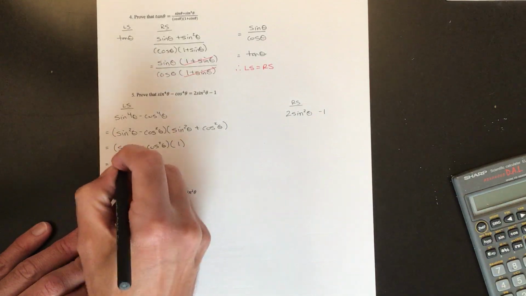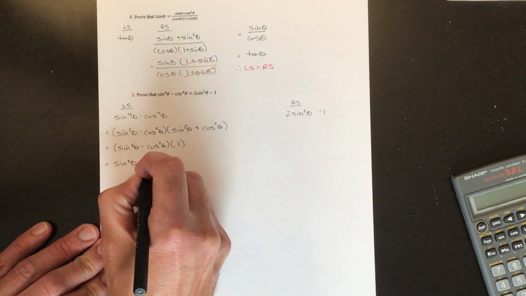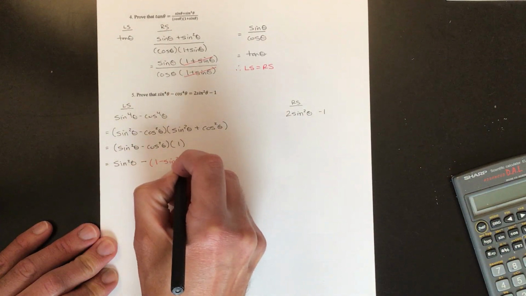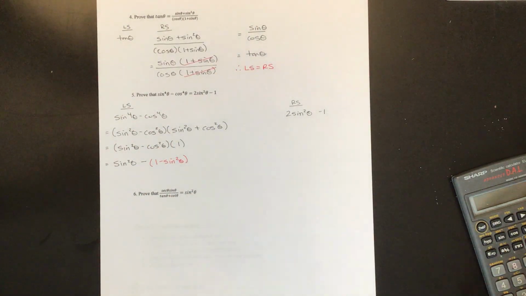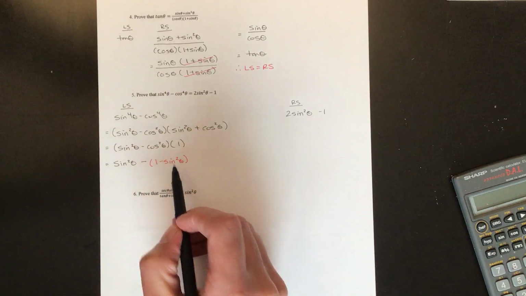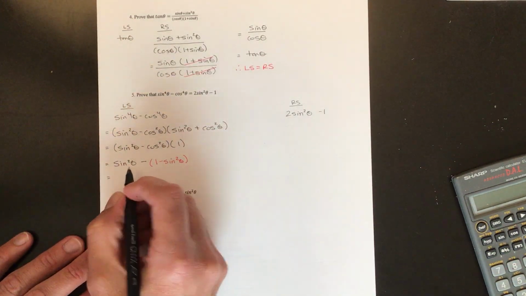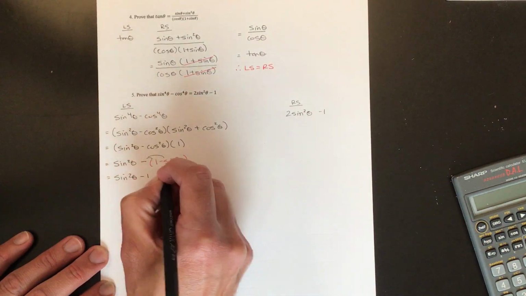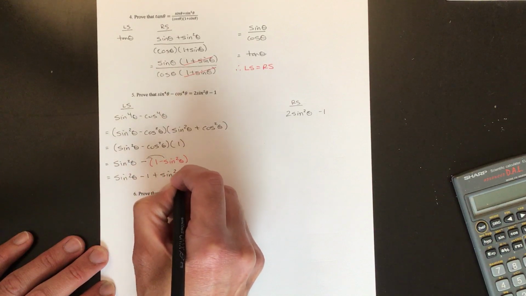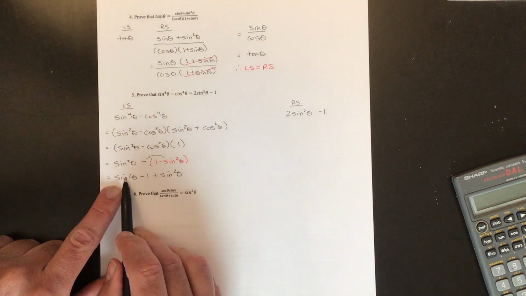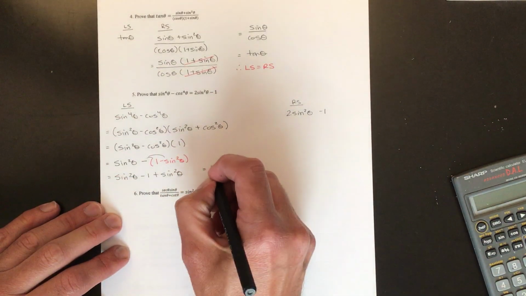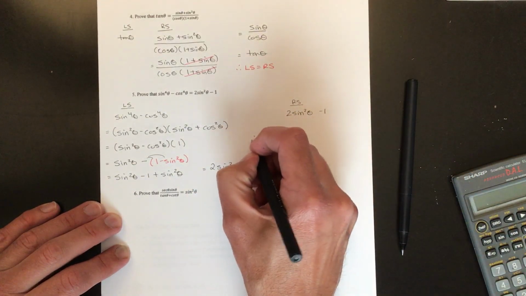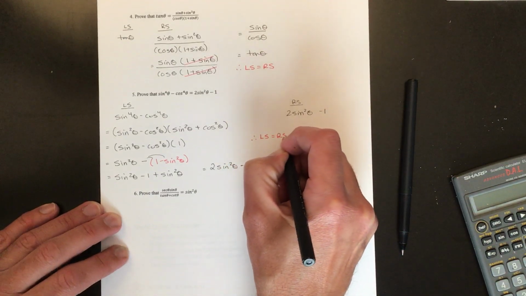So what I can do is sine squared minus, now for cos, I change that into 1 minus sine squared, right? I have my subtraction sign, the cos squared becomes 1 minus sine squared. Now I bring that negative into the bracket. So I have sine squared minus 1 plus sine squared theta. Sine squared plus sine squared, 2 sine squared minus 1. And therefore, my left side equals right side.